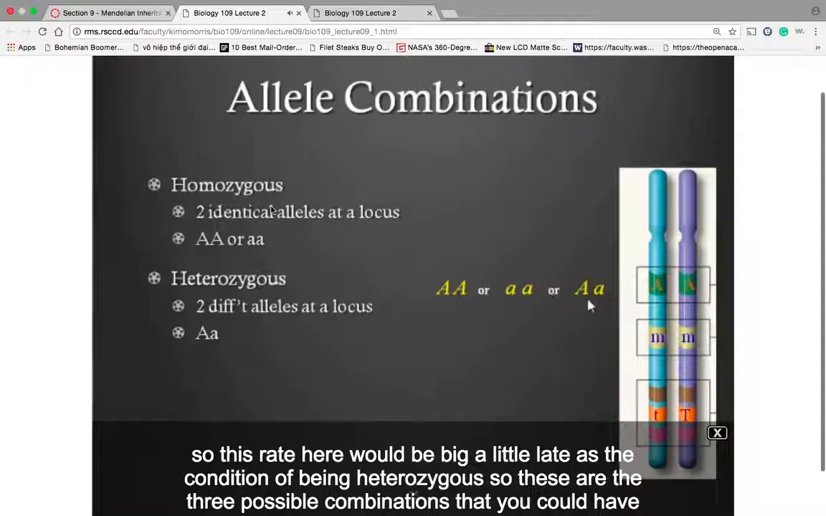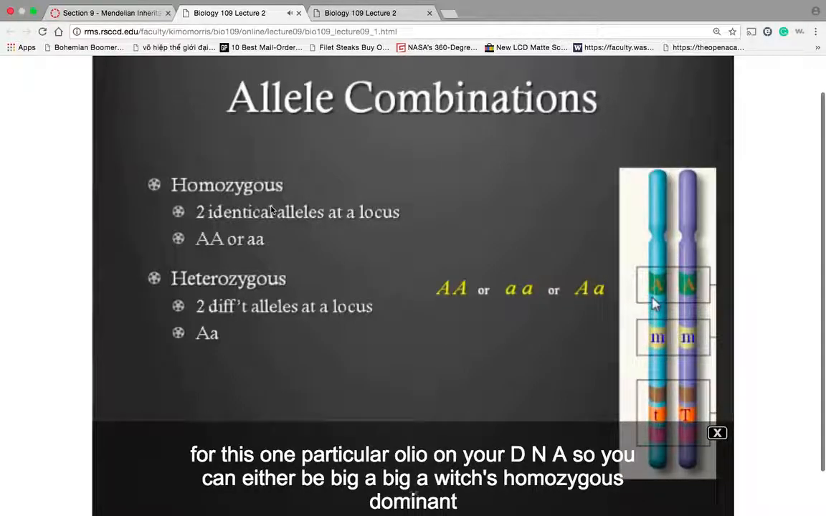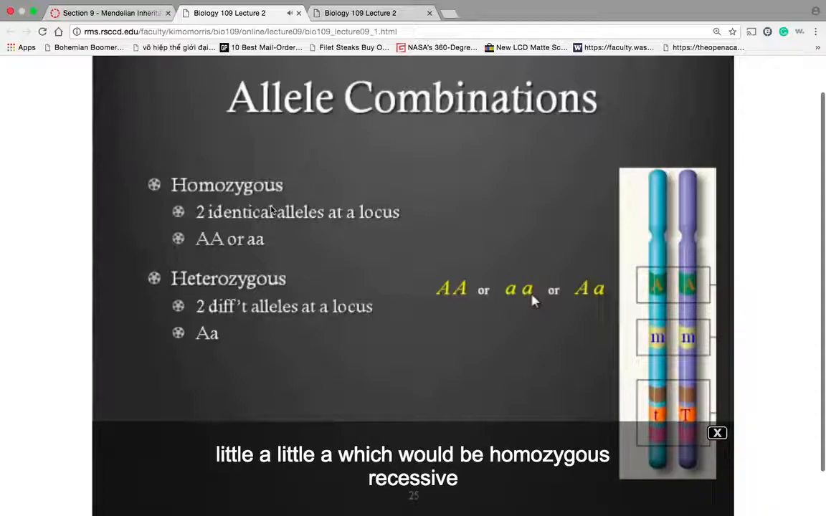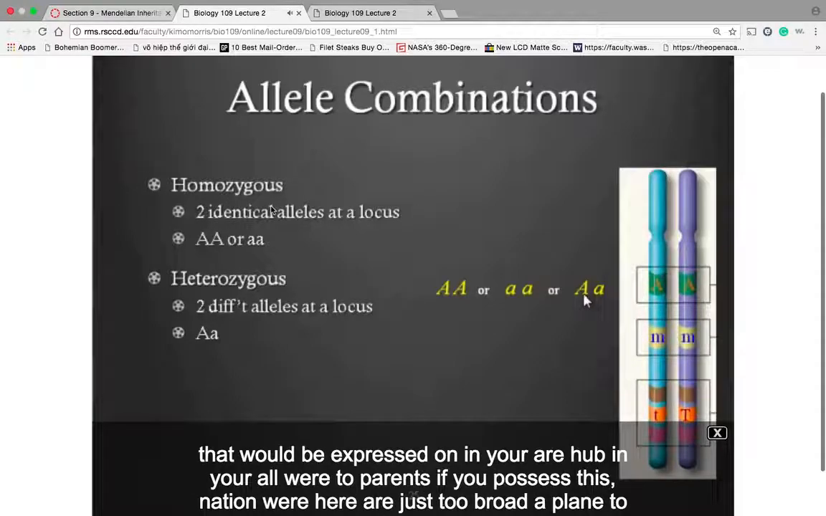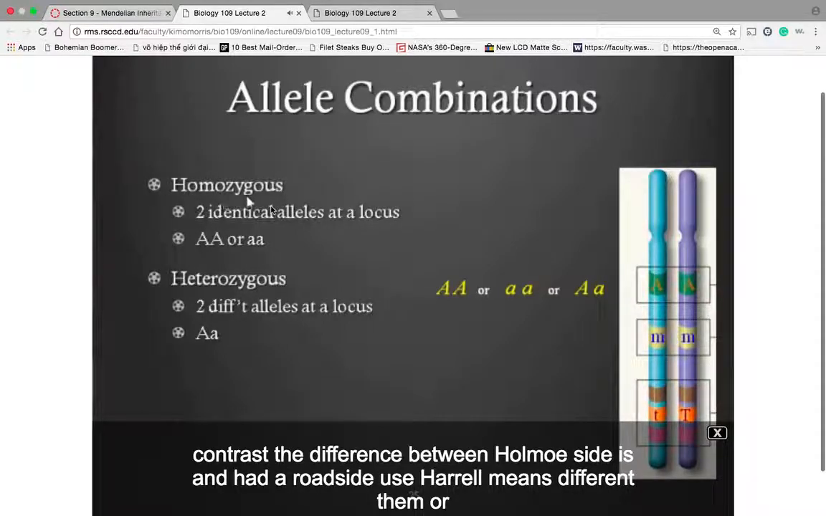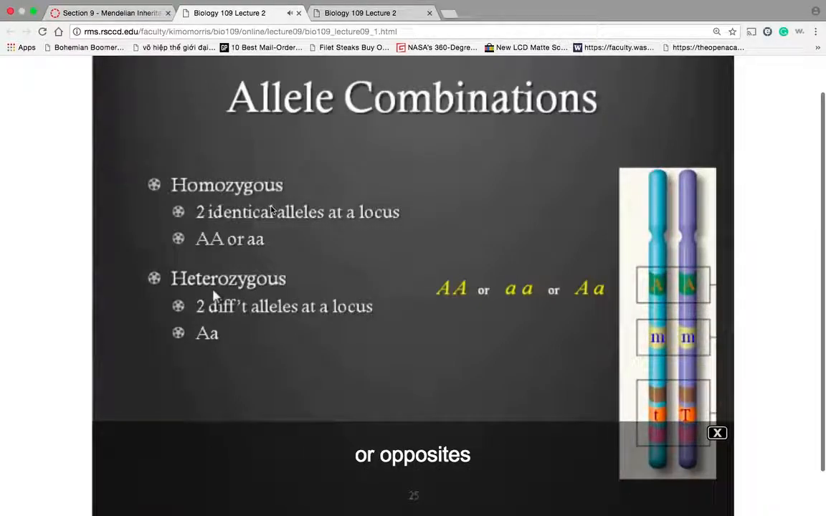So these are the three possible combinations that you could have for this one particular allele on your DNA. You could either be big A, big A, which is homozygous dominant, little a, little a, which would be homozygous recessive, or big A, little a, which is heterozygous dominant. Why heterozygous dominant? Because big A is dominant over little a, and so big A is the thing that would be expressed in your outward appearance if you possessed this combination. Just to put into contrast the difference between homozygous and heterozygous: hetero means different than, or opposites.